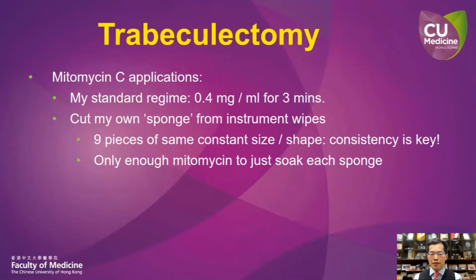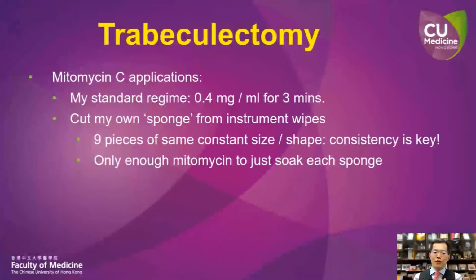Now, my standard regime for mitomycin is 0.4 milligrams per mL for 3 minutes. One important point is that I always cut those sponges from instrument wipes myself. I always cut 9 pieces, all of the same size and constant shape. I think consistency is the key here, because it is only by doing it in exactly the same fashion every time that you manage to fine-tune your technique to get the best postoperative outcomes.